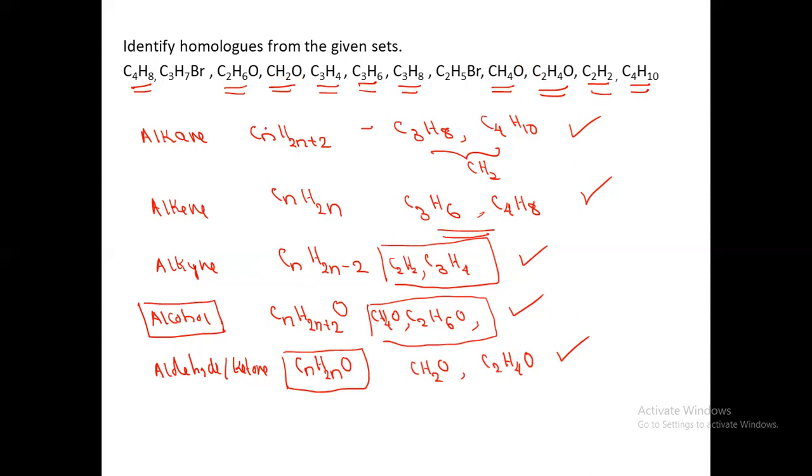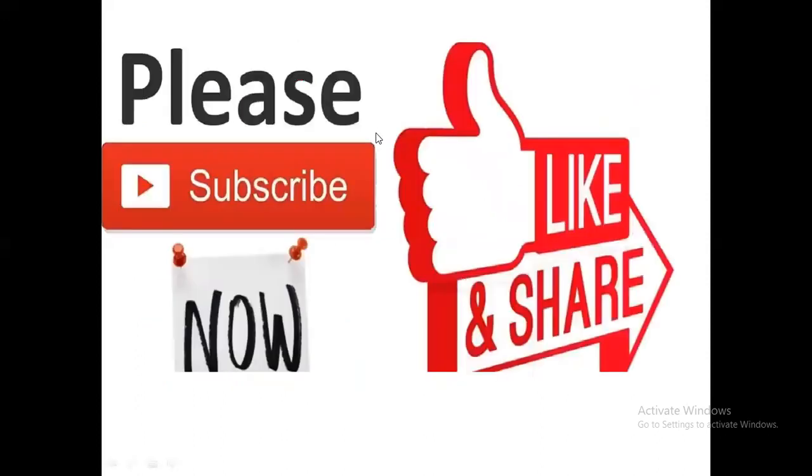Finally, what is left? You have C2H5Br and C3H7Br. You can easily identify these because both have Br, and they differ by CH2. Like that you can check the common formulas, and you can easily identify the homologous series. These are some possible questions that may be asked. I hope it will be helpful to you.